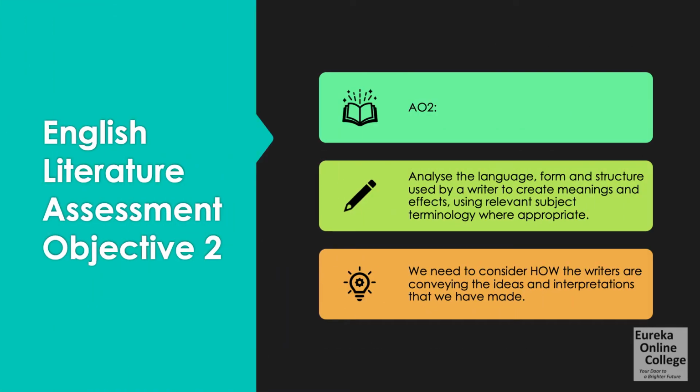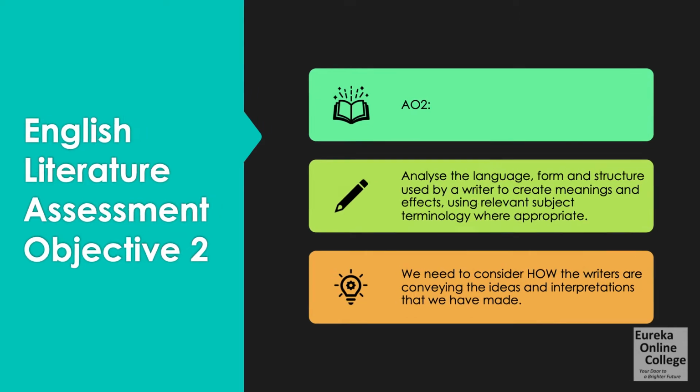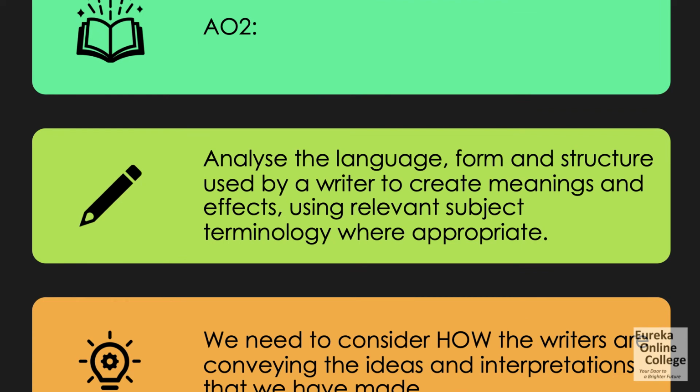One of the things to remember with any of the methods discussed in Poetry 1, Poetry 2 and here in Poetry 3 is that they all fit into the requirements of AO2 in particular and the analysis of the writer's methods. To remind you, AO2 is analyse the language, form and structure used by a writer to create meanings and effects, using relevant subject terminology where appropriate.